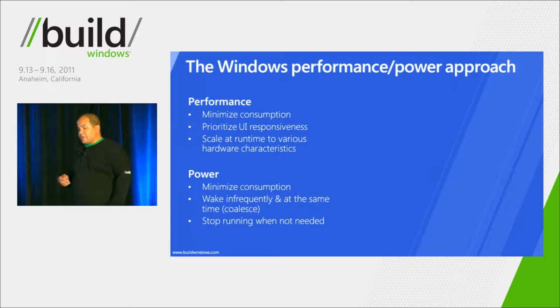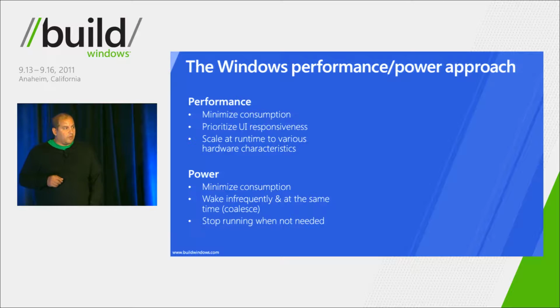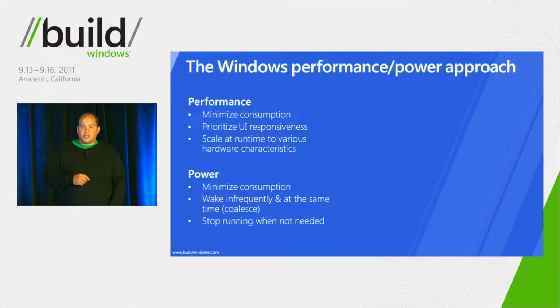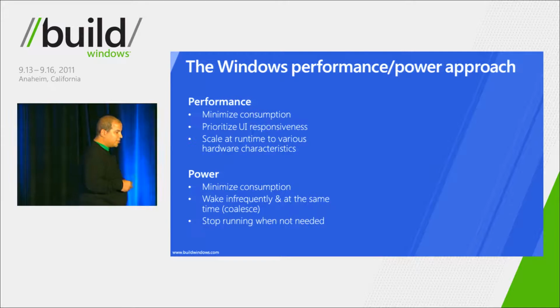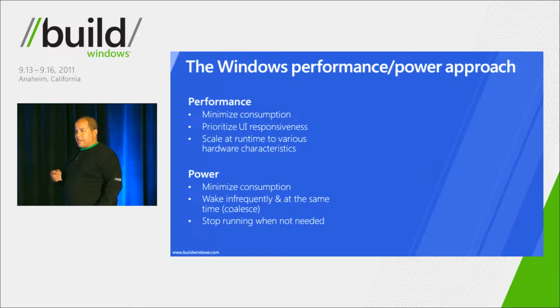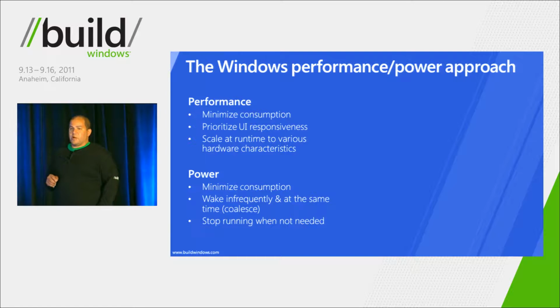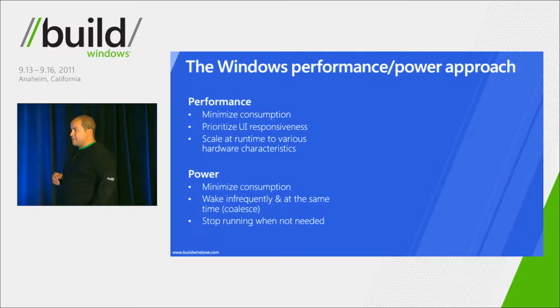Scale at runtime to various hardware characteristics. Understanding the hardware capabilities. An example of this is that we're running from single core machines all the way up to 8 core, 16 core machines on the client side, and learning how to take advantage of those cores within your application so that your application scales and delivers greater experiences, and is able to take advantage of the horsepower underneath you. As I mentioned, on the power side, it's really about minimizing consumption. That's one key vector that we look at. How do we minimize the resources that we're using to complete that task that the user wants to complete?